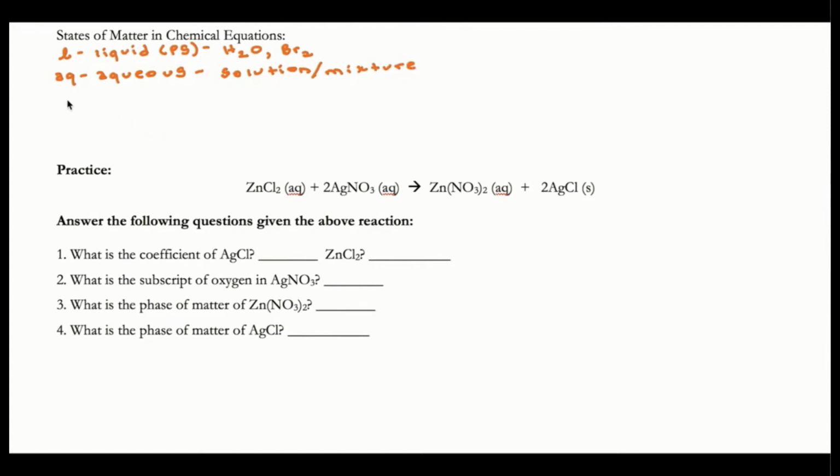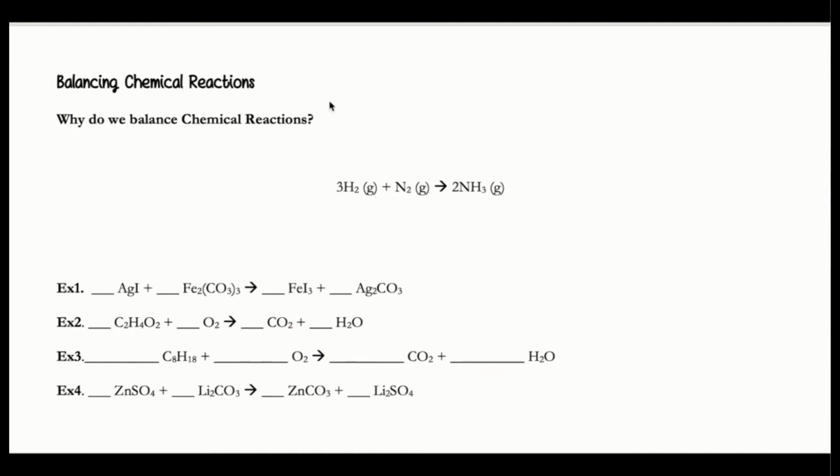Okay? The next state of matter, G, stands for gas. I don't think I need to explain that one. And then S stands for solid. So those are the 4 states of matter that you will see in this class. All right, in this section, in these notes, we're going to practice balancing. Now, some of you might have a lot of experience with balancing. Some of you might not have any. That's perfectly fine. I first wanted to explain why we balance chemical reactions before I actually gave you some examples.